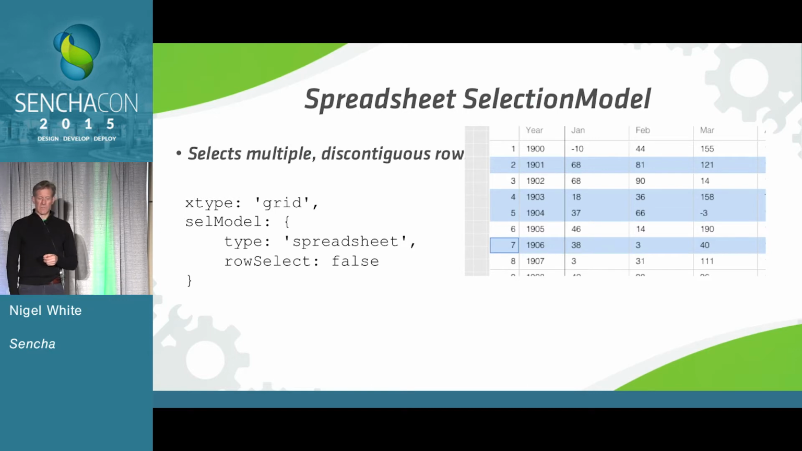Okay, the Spreadsheet SelectionModel can have three different selection types. You can select multiple discontiguous rows, and there are new gestures which are available to do that. You can use mouse down and swipe to select multiple rows, as well as click or control click to add rows. And by default, row selection is enabled. If you want to disable that, you configure it like this: rowSelect false.